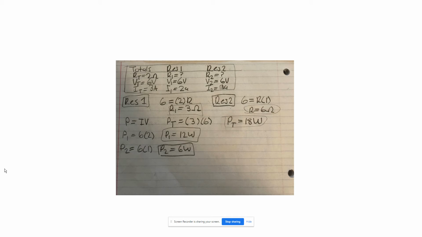So to find this, you're going to want to divide the voltage at each resistor by the current at each resistor. And finally, you can just find power by doing current times voltage at each resistor and the total voltage times the total current.